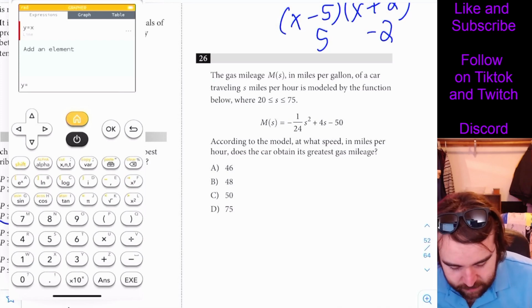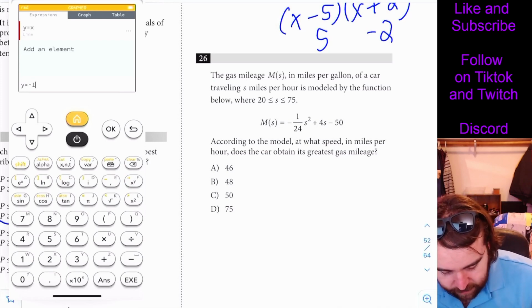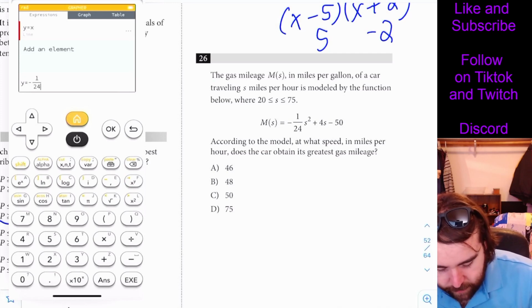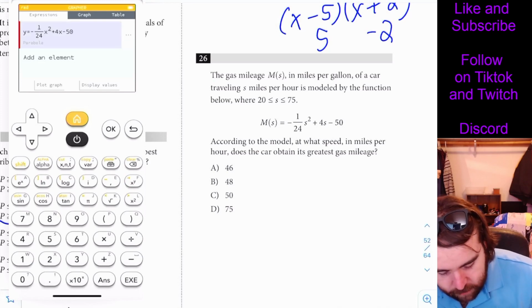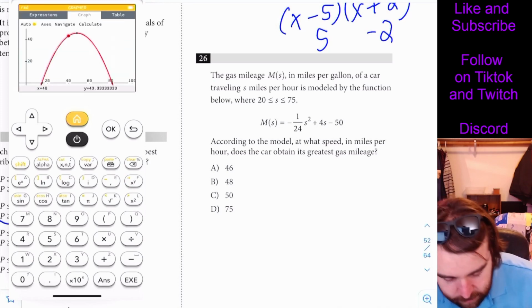So we'll use x instead of s just so the calculator understands it best. So negative 1 over 24 times x squared plus 4x minus 50. Now let's graph it and we'll see what it gets.